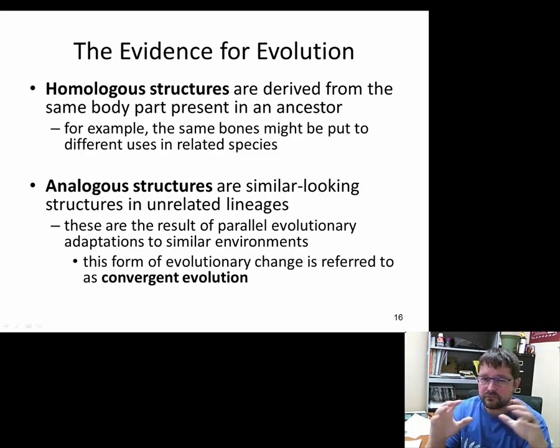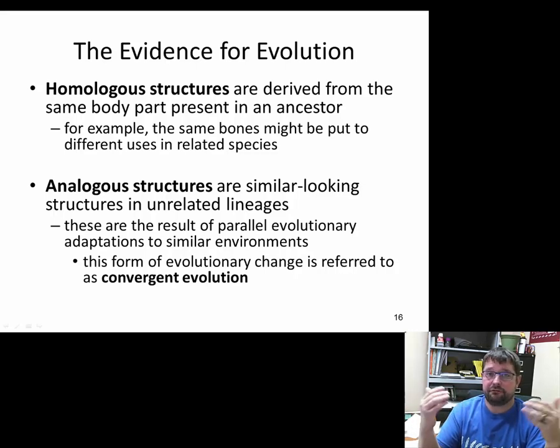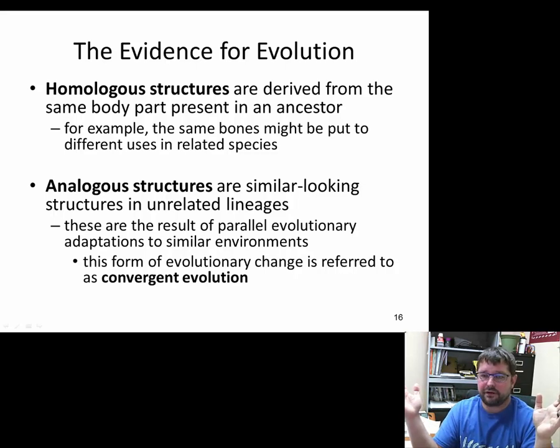Analogous structures, one of the key components of those is what we call convergent evolution. There are certain features and certain body types of organisms that seem to work for that environment. So the ability to fly: all organisms that can fly have wings. Now, how the wing develops is very different. And organisms with wings are not related to each other, not all of them. So bats are not really related to birds. There's a lot of individuals in between that couldn't fly at all.